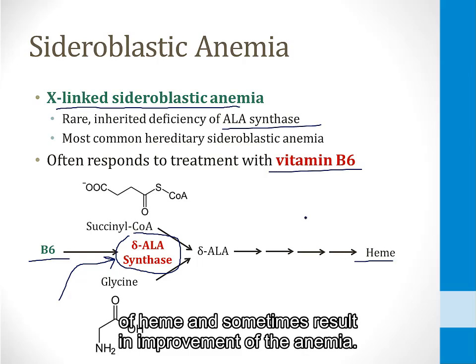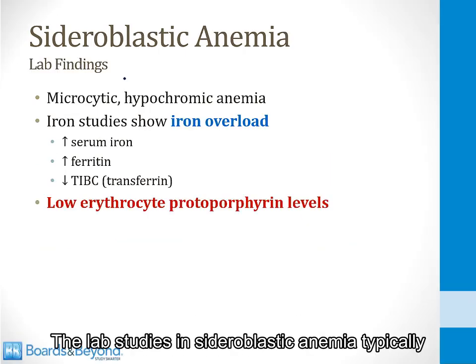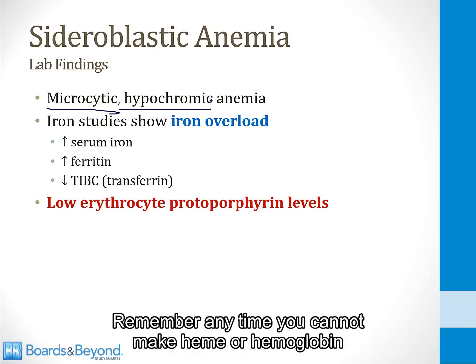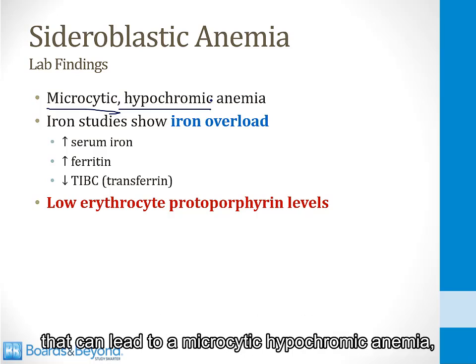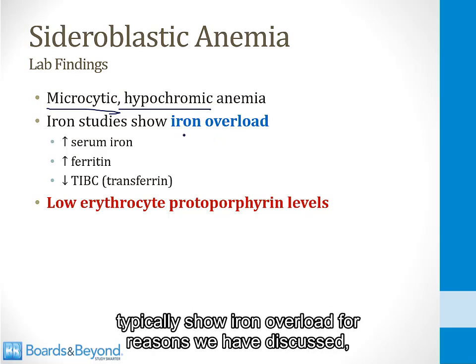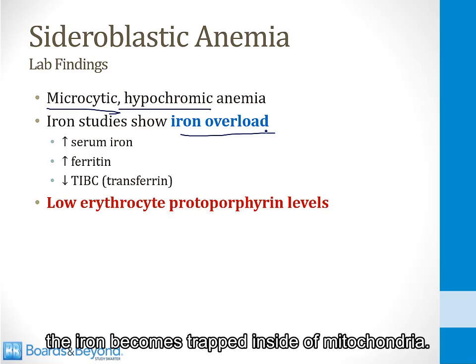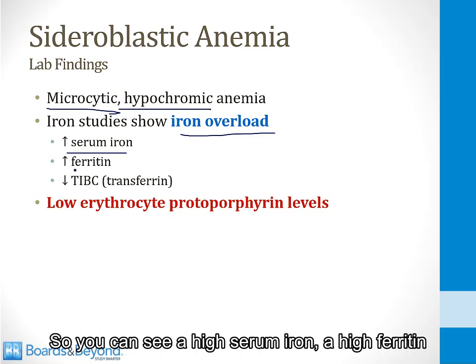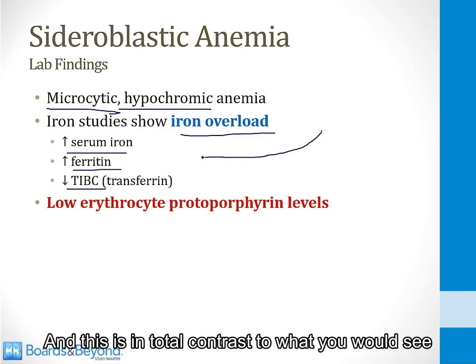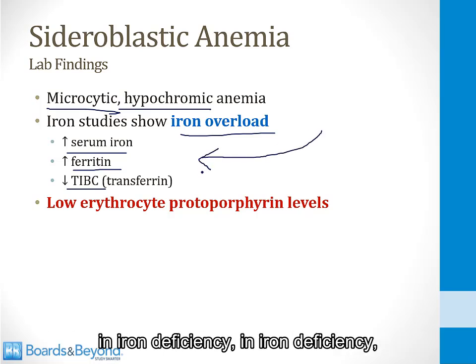The lab studies in sideroblastic anemia typically show a microcytic hypochromic anemia. Remember, anytime you cannot make heme or hemoglobin, that can lead to a microcytic hypochromic anemia. The iron studies in sideroblastic anemia typically show iron overload for reasons we have discussed. The iron becomes trapped inside of mitochondria, so you can see a high serum iron, a high ferritin, and a low TIBC or transferrin.